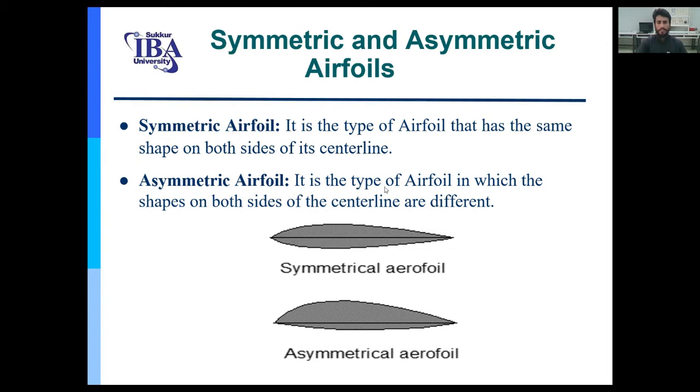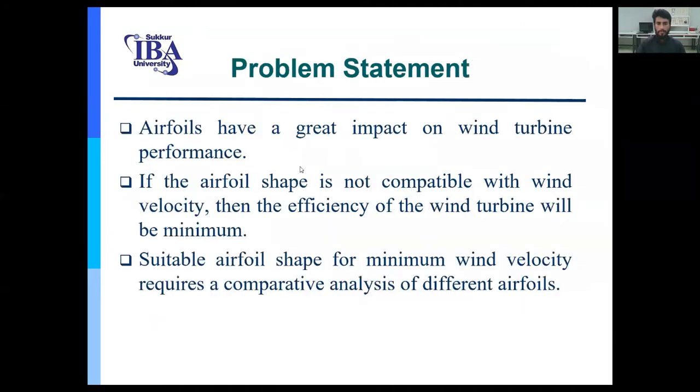An asymmetric airfoil is the type of airfoil in which the shapes on both sides of the center line are different. If we observe this airfoil, this is the asymmetric airfoil, and if we cut this airfoil into 2 pieces from the center line or from the chord length, then it does not cut into 2 same shapes.